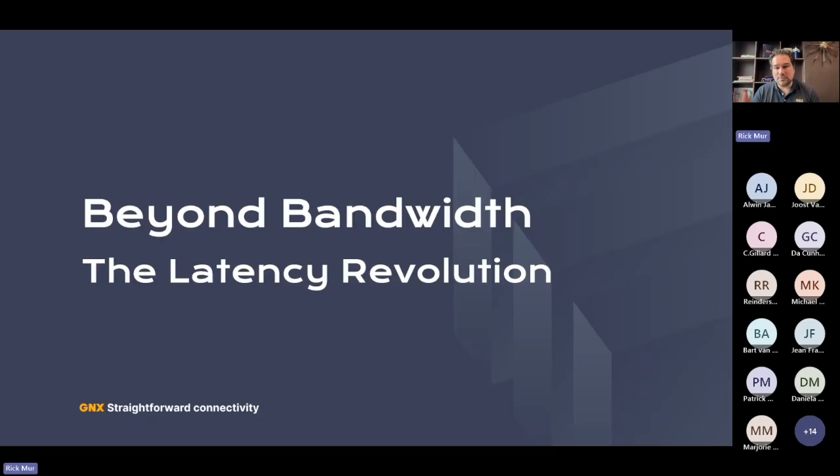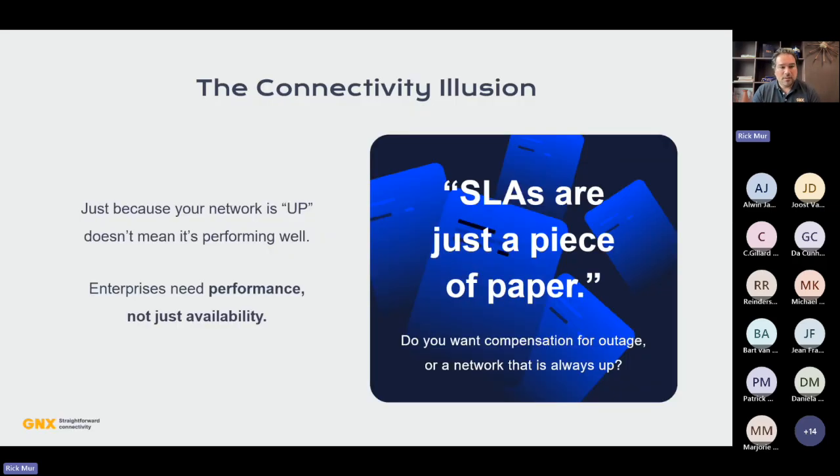And then there's an even bigger aspect here. I call this beyond bandwidth. I want to revolutionize the way that we see how internet should be purchased and how it should be evaluated against others, by not using bandwidth, but using something else. And I'll explain why. Like I said in the beginning, uptime does not necessarily mean a good time.